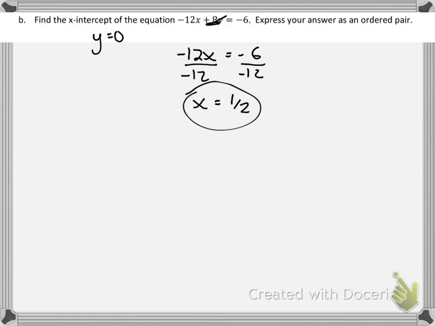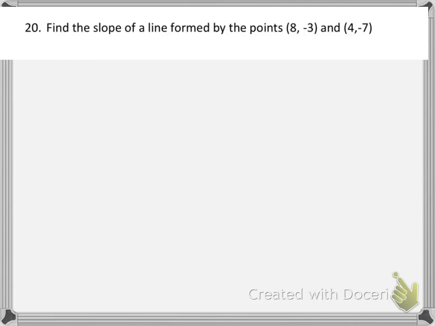Okay, now we're asked to find the x-intercept of this equation. Remember, to find the x-intercept, we set y equal to 0, or, using the cover-up method, we ignore the y term. That means that we have -12x is equal to -6, and then we just divide both sides by -12, so we get x is equal to positive 1/2. Now, we need to write our answer as an ordered pair, so the ordered pair is (1/2, 0). The 1/2 comes from the x, the 0 comes from the y.